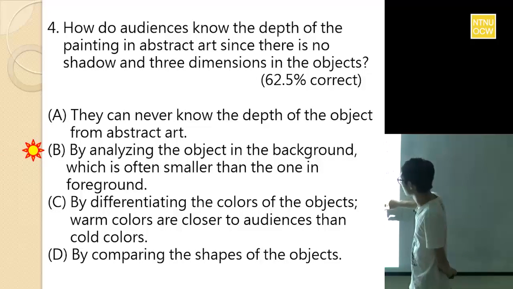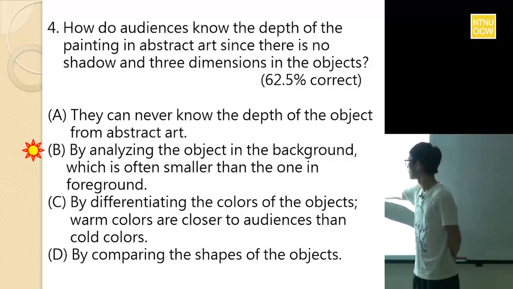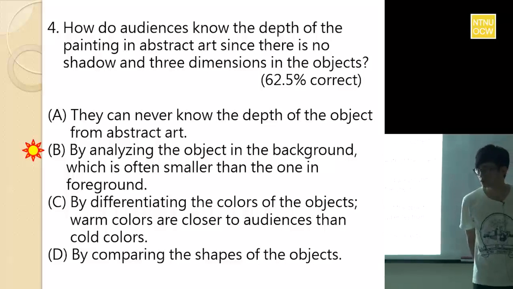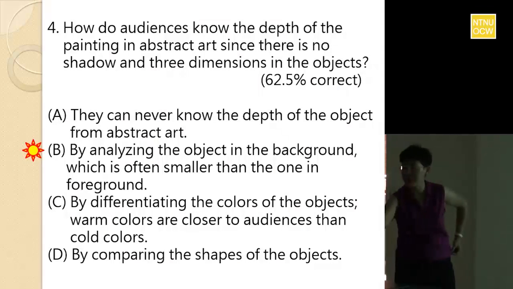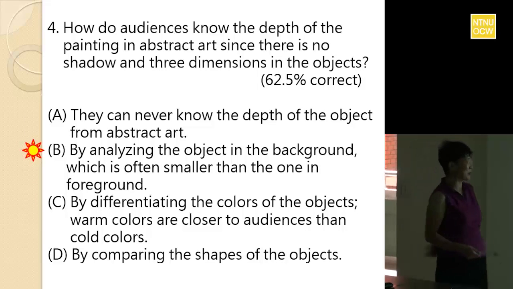By analyzing the object in the background, which is often smaller than the one in the foreground. That's exactly what you're doing, Wei Jie and Jiashi, way back in terms of proportion. Remember? Okay, let's move on.